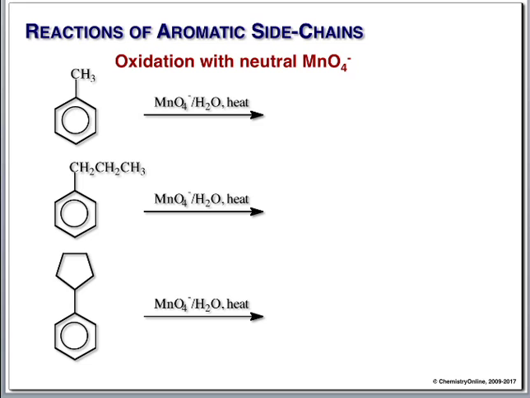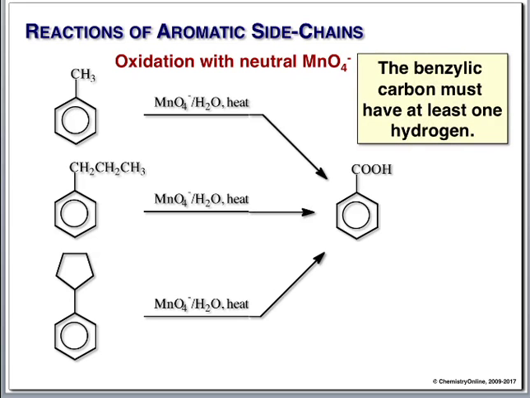We oxidize it, these all give the same compound. Basically, we're just burning off everything left with this carbon. It becomes a carboxylic acid. Methyl group, carboxylic acid. These carbons are lost. This becomes the carboxylic acid. This is lost, and this is what we get. Only requirement here, we must have one hydrogen at the benzylic position. So that's adjacent to the ring.